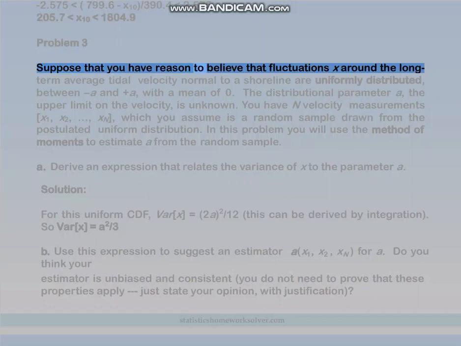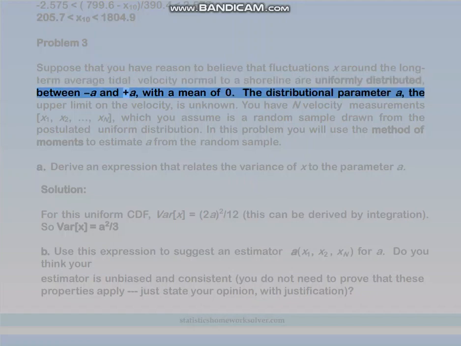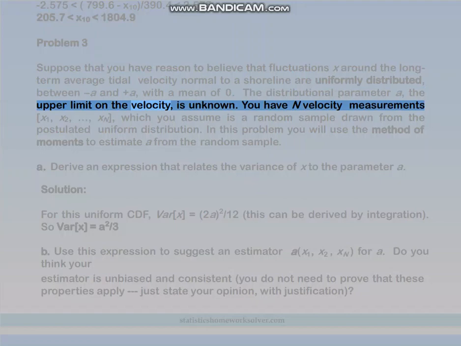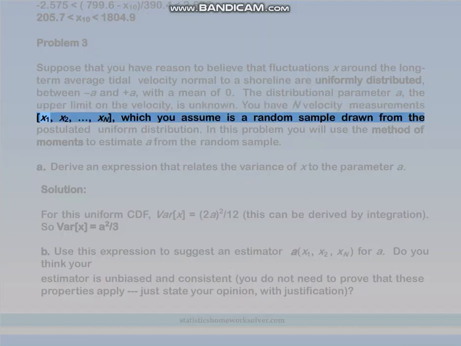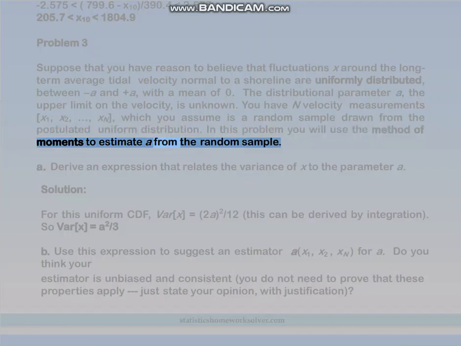Problem 3. Suppose that you have reason to believe that fluctuations x around the long-term average tidal velocity normal to a shoreline are uniformly distributed between −a and +a, with a mean of 0. The distributional parameter a, the upper limit on the velocity, is unknown. You have n velocity measurements x1, x2, ..., xn, which you assume is a random sample drawn from the postulated uniform distribution. In this problem, you will use the method of moments to estimate a from the random sample.